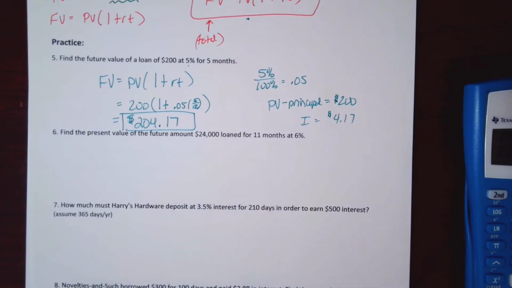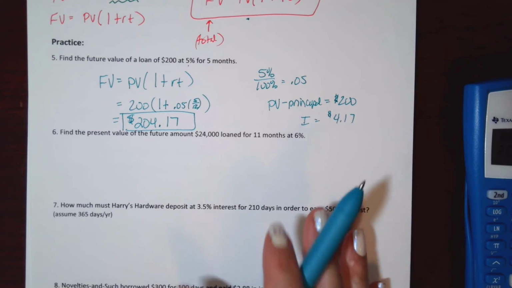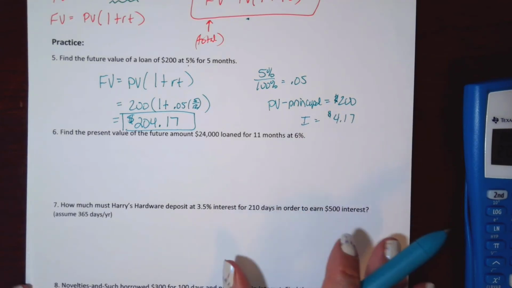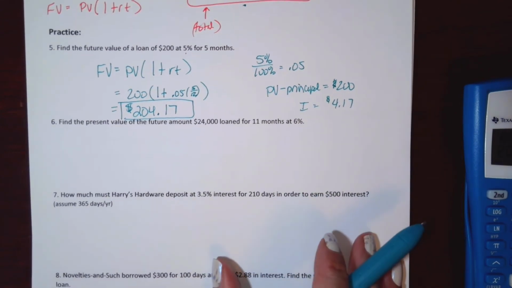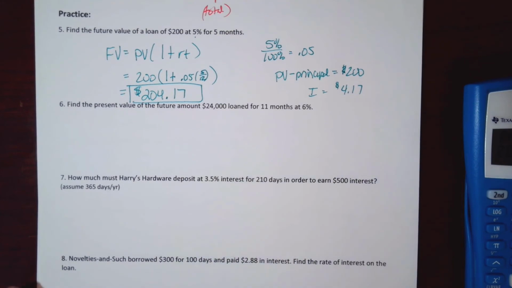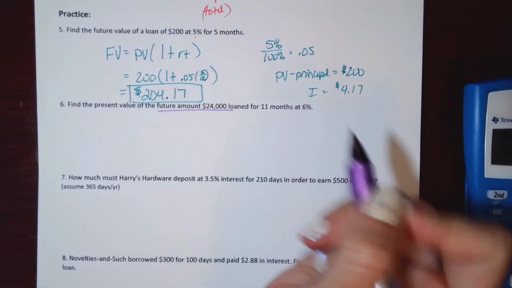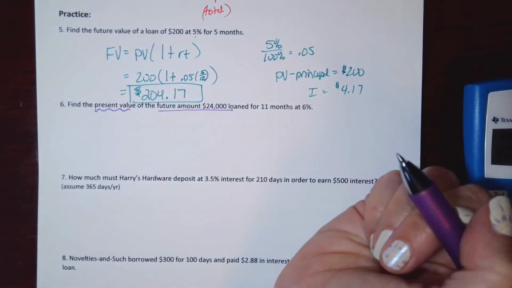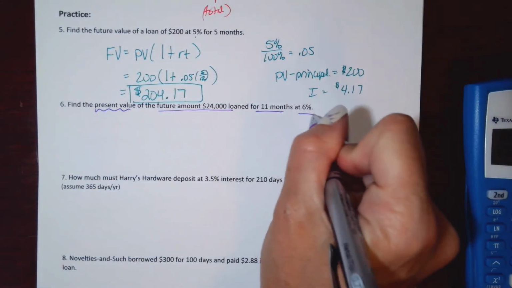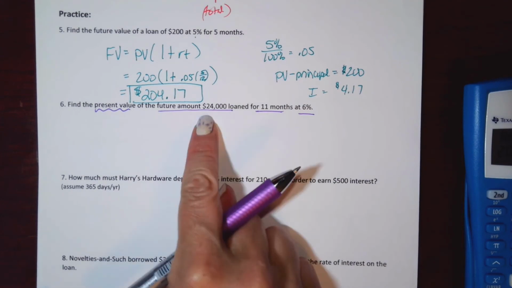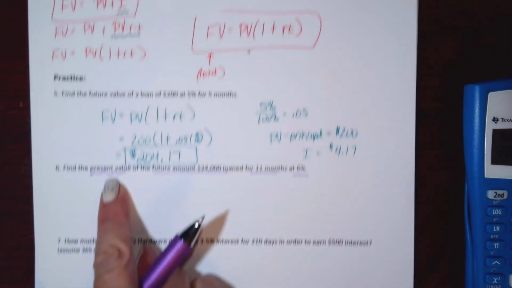Okay, we've got 3 more. They're all pretty straightforward. Give them a try, pause the video, come back. We are going to be looking at solving for different amounts, different unknowns. For example, we are given a future value. We need to find the present value. We're given time and we're given a rate.